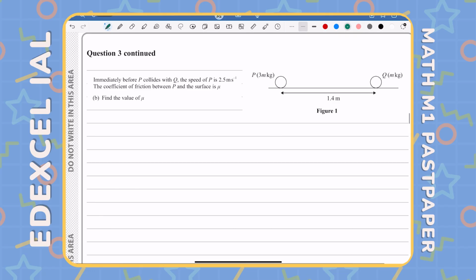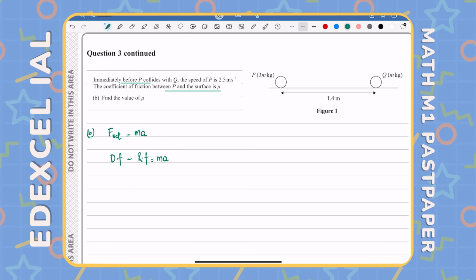Now, we know that this is a rough surface because there is friction. Whenever there is friction and the object is moving, this is the formula which at some point we will have to use. That is, F net is equal to mass times acceleration. At the moment we're talking about particle P only. So F net is basically all the forces that are acting in the direction the object is moving, or the driving force, minus the resistive force, is equal to mass times acceleration.